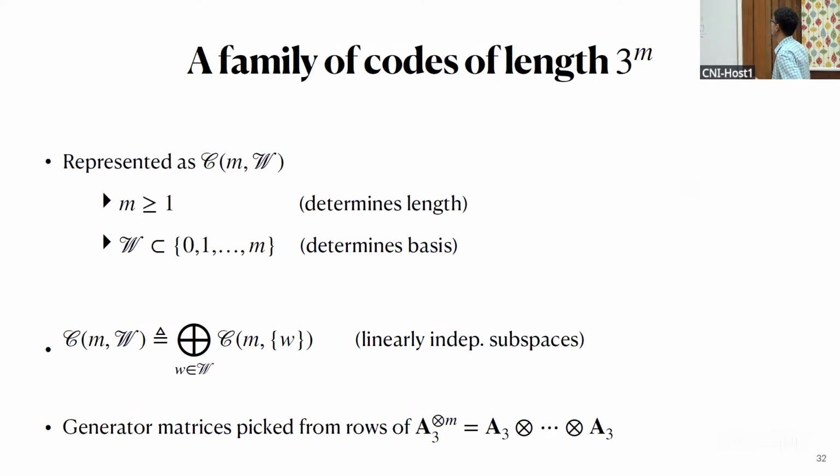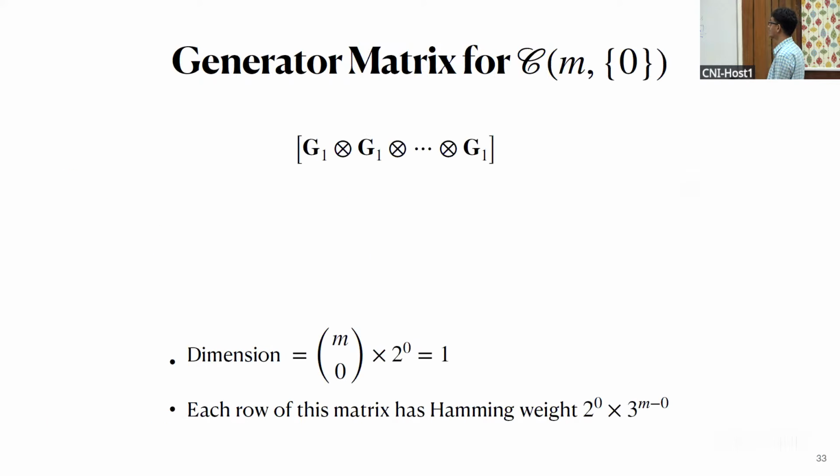So this is the family of codes that we have. They are parameterized by two objects. First one is an integer. This determines the length, which is 3 to the m. And second one is a subset of 0 to m. Okay? And this determines what code you have, the basis vectors in the code. And that's a very nice irreducibility kind of structure. So you pick an arbitrary w, then it's a direct sum of codes corresponding to singleton w's. So if you want to analyze an arbitrary w, maybe you want to start with singleton w's and then you analyze. Okay. So I'll show you how the generator matrix is constructed.